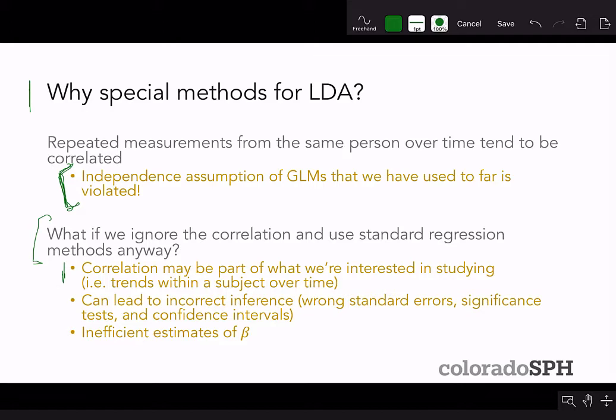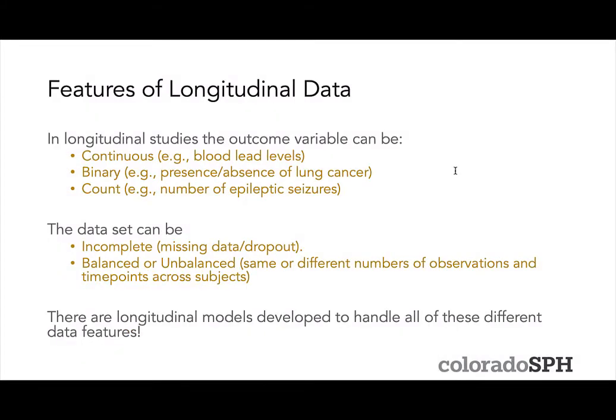data. But in less extreme examples, you can still get wrong standard errors, incorrect significance tests, and bad confidence intervals. And on top of that, you can get inefficient estimates of beta.